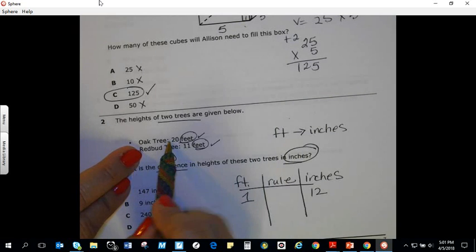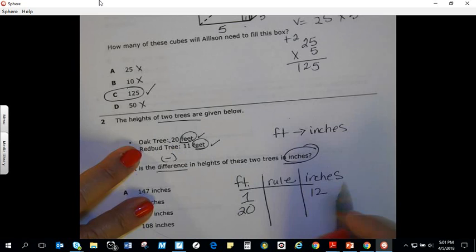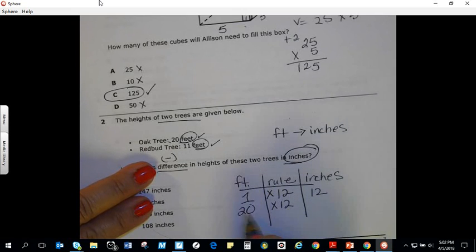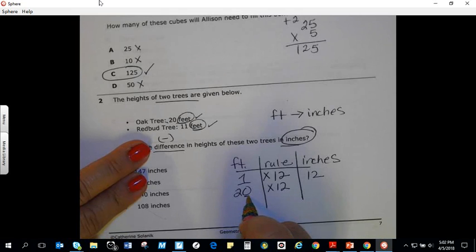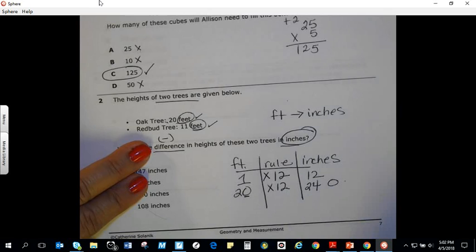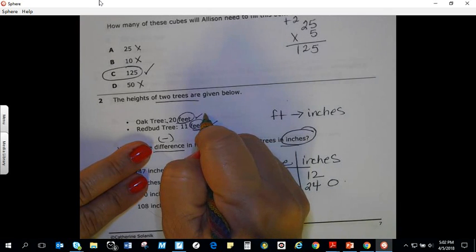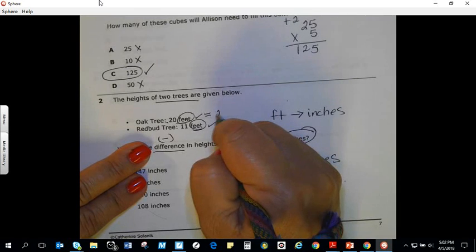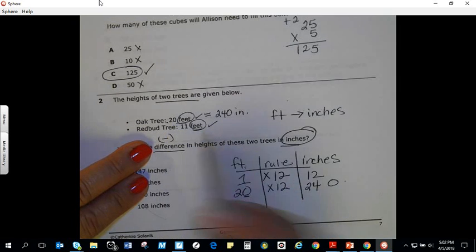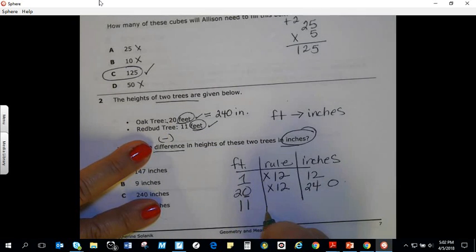Okay, so for my oak tree, for every 20 feet, what was my rule? I multiplied that by 12. So 20 times 12. I know that anything multiplied by 0 is 0. So 12 times 2 is 24. So that's going to be 240 inches. And this I'm going to put is equal to 240 and IN for inches. Now for my redbird tree, that's 11 feet times 12, because my rule is to multiply by 12.